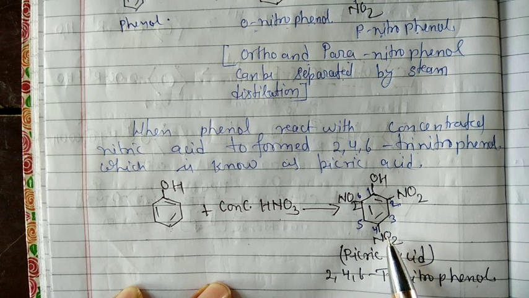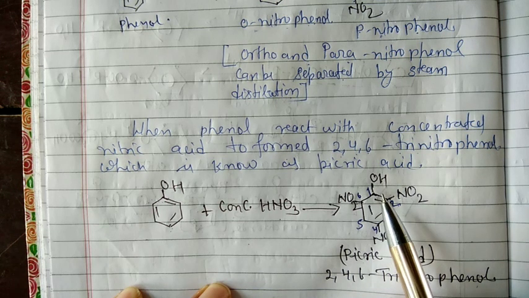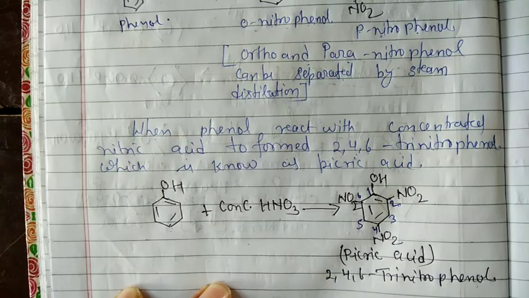Okay, it is very important, you should learn their chemical formula. What is the chemical formula of picric acid? It is a benzene ring containing 3 nitro groups and having 1 hydroxyl group. This is known as picric acid.